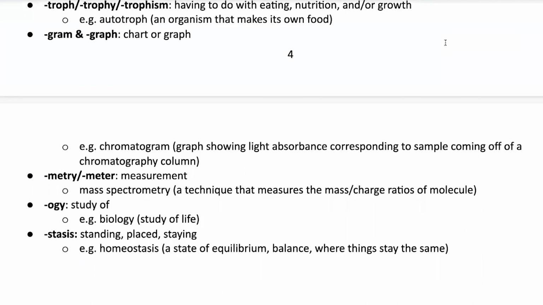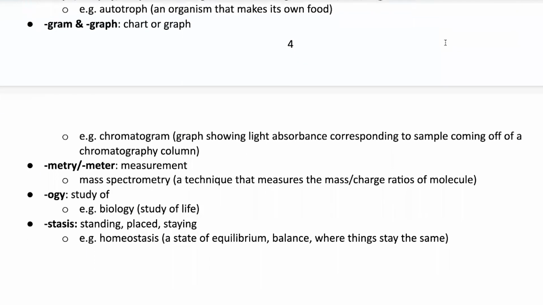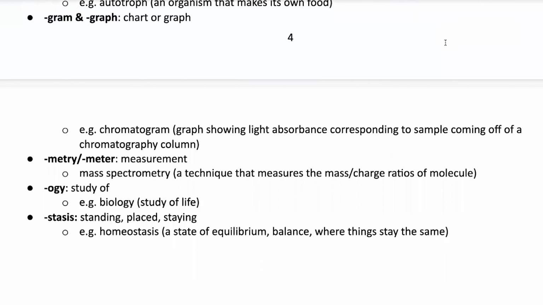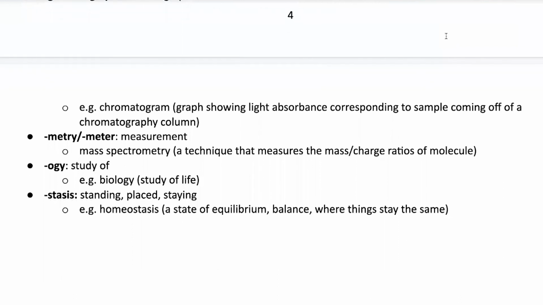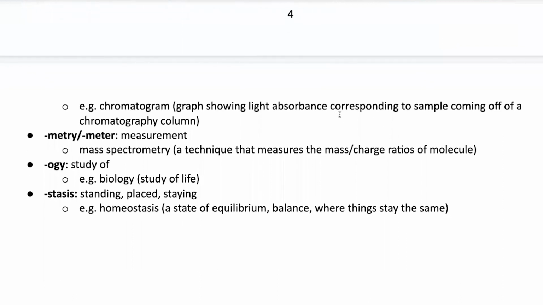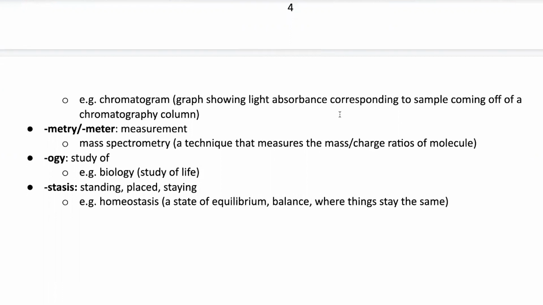See gram or graph, it's telling you something like a chart or a graph. So a chromatogram is a graph that's showing light absorbance corresponding to sample coming off a chromatography column. So when you're doing a protein purification, as the protein's coming off the column, it's going through a UV detector, and then you're seeing on the screen the UV trace as the things come off the column, and that would be your chromatogram.